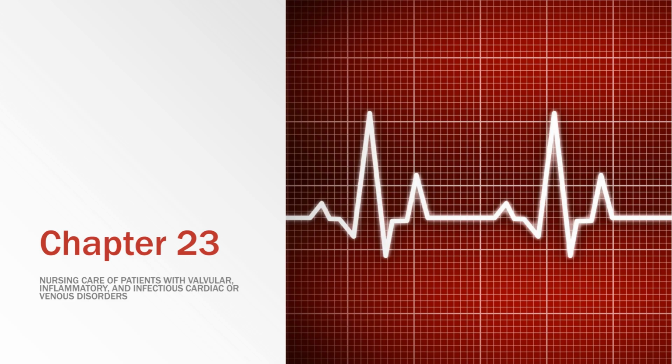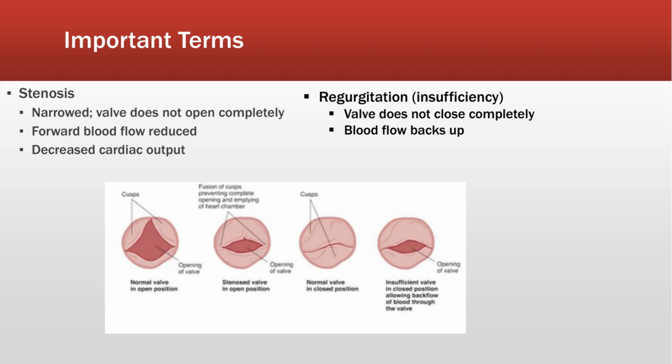Chapter 23. Let's start with some key definitions. Stenosis means a narrowing of the valve so it doesn't open fully. This reduces forward blood flow and decreases cardiac output. Think of it like trying to push water through a partially closed faucet. It limits flow. Regurgitation, or insufficiency, means the valve doesn't close completely.